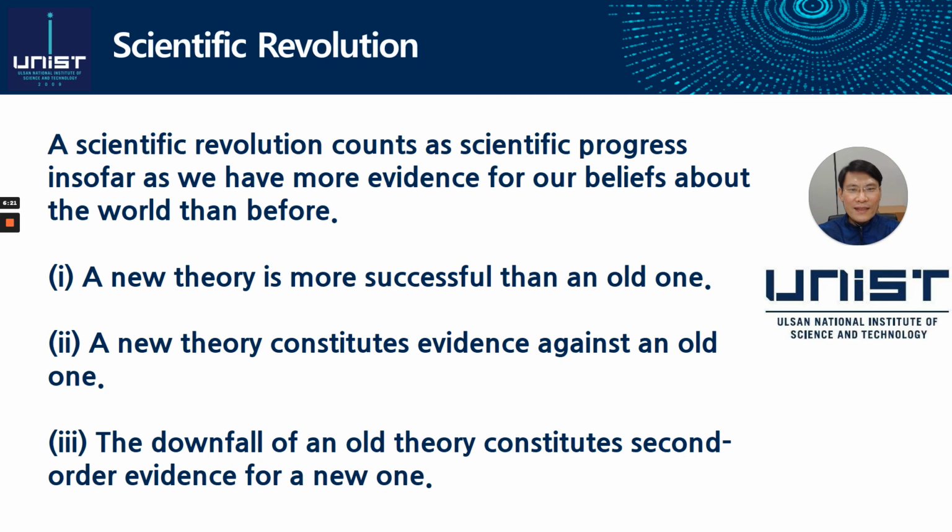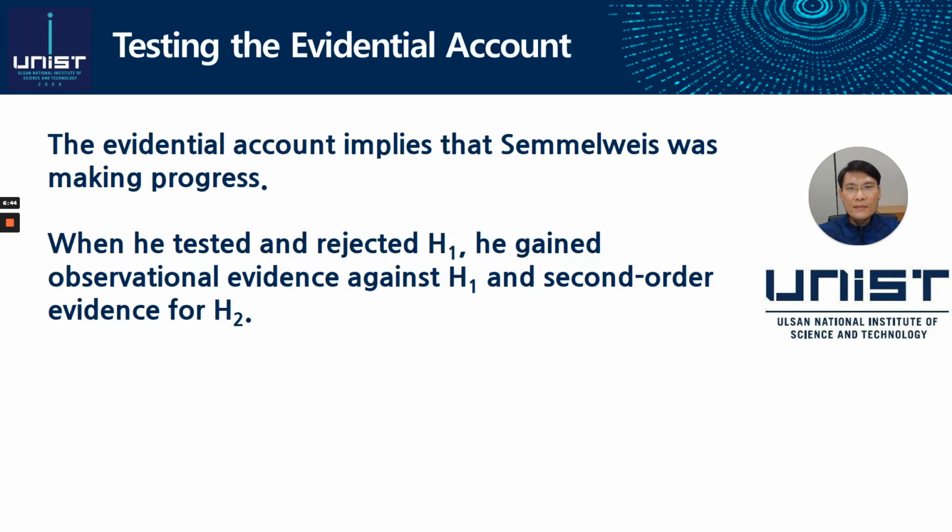There are 3 reasons for thinking that the volume of evidence increases after a scientific revolution. First, a new theory is more successful than an old one. Second, a new theory constitutes evidence against an old one. Third, the downfall of an old theory constitutes second-order evidence for a new one, as the counter-induction for realism asserts. Let me test the evidential account against the historical episode of Semmelweis. The evidential account implies that Semmelweis made scientific progress. For example, when he tested and rejected the first hypothesis, he gained observational evidence against the first hypothesis, and he gained second-order evidence for the second hypothesis.